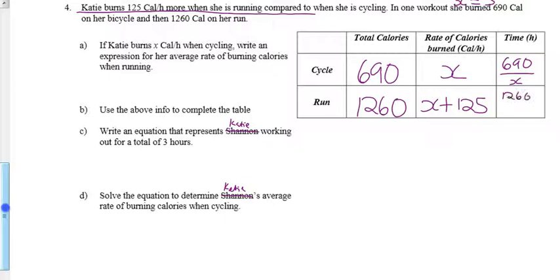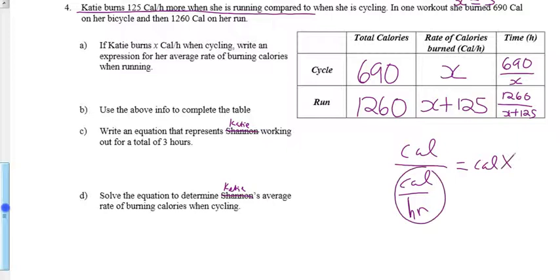And this one is 1260 over x plus 125. Now, if you're not sure how I know it's 690 over x, why isn't it x over 690, right? So think about it this way. You're putting calories, the 690, divided by calories per hour. Which becomes calories times hours per calorie, and then the calories cancel, and we're left with hours, which is a measure of time. So we want calories divided by calories per hour, which will give us hours.